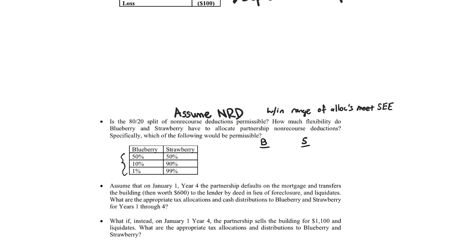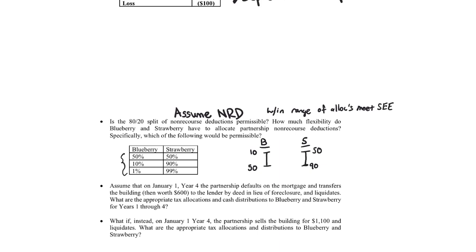Let's start with a bad year. In a bad year, blueberries are allocated 10% of the losses or gains. In a good year, blueberry is allocated 50. Strawberry in a bad year is allocated 90, and in a good year is allocated 50. Since the 10, 90, 50, 50 allocations meet substantial economic effect because we meet the alternate tests, we just consider it an overall, general idea, okay?